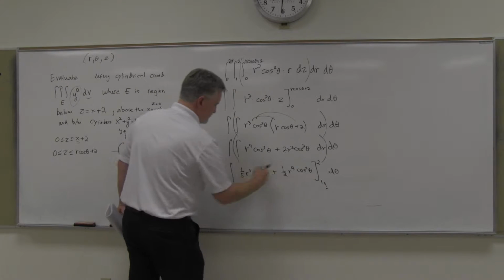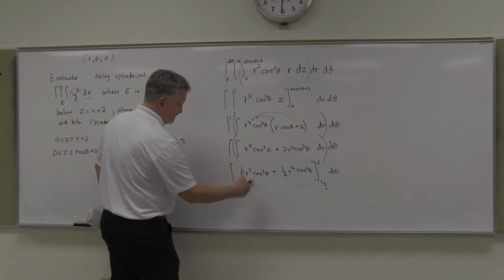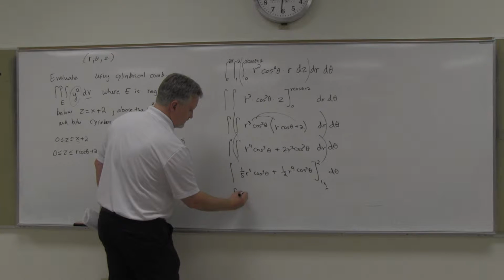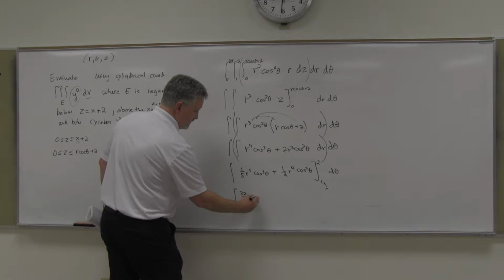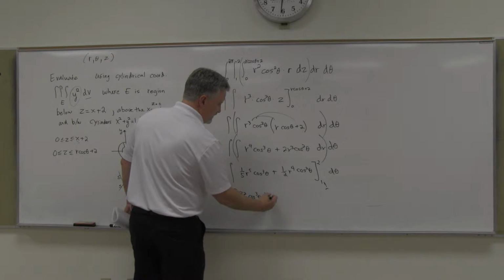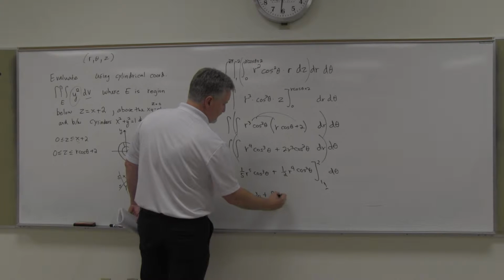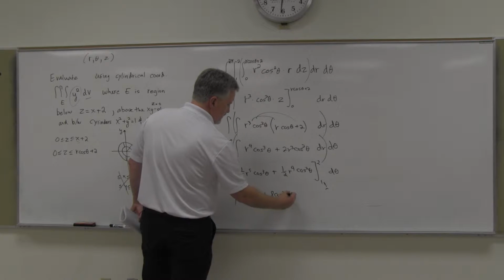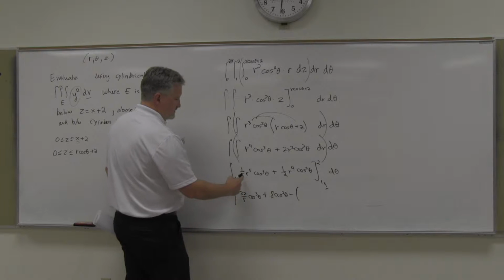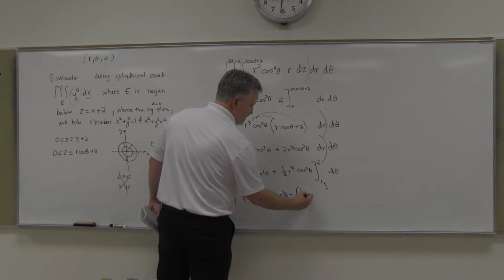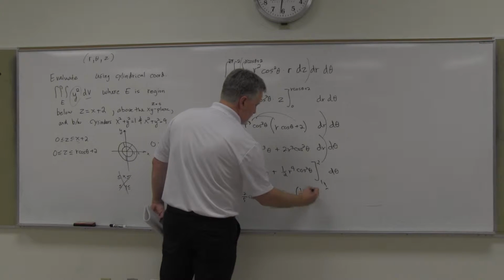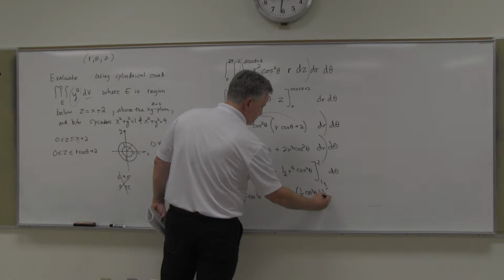So plug in r to be 2, so that'd be 1/5 times 32, that'd be 32/5 cosine cubed theta plus half of 16 to be 8 cosine squared theta. And then we've got 1 for the lower limit, so it'd be 1/5 cosine cubed theta, and then plus a half cosine squared theta.